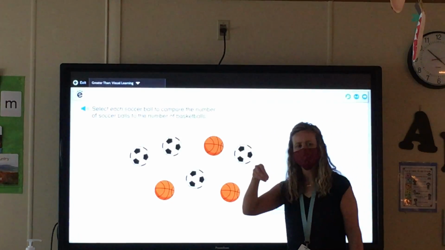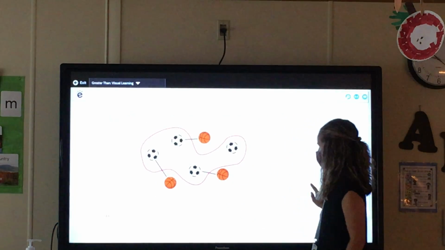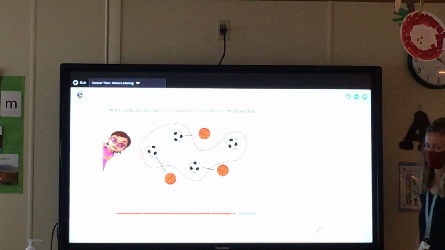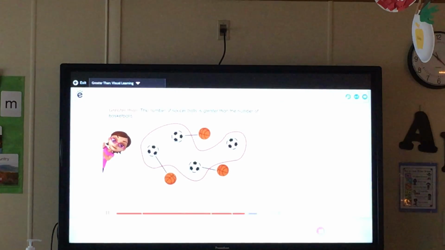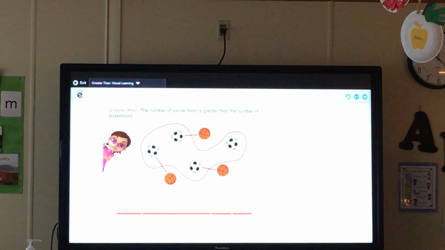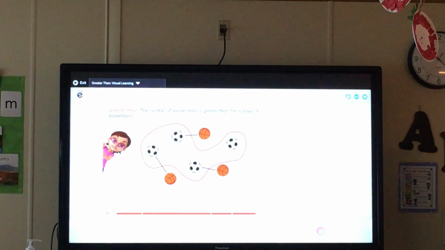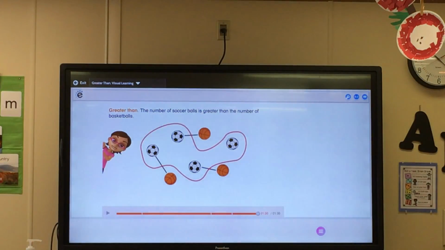Okay, pencils back down on top of your box. Okay, play. What words can be used to compare the soccer balls to the basketballs? Greater than. The number of soccer balls is greater than the number of basketballs. Okay, so greater than. Can you guys say that? Greater than. Okay, so again, greater than means that there are more.